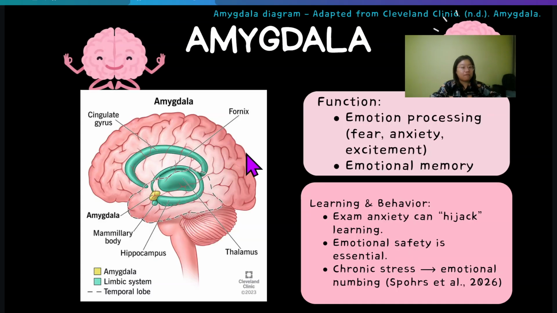Okay, next is the amygdala. The amygdala is also deep inside our brain, right next to the hippocampus, and it's shaped like an almond. Sometimes we confuse the hippocampus and amygdala, but remember: hippocampus is seahorse shape and amygdala is almond shape. So the amygdala is like our brain's alarm system. It handles emotions, especially fear, anxiety, excitement. It also helps us remember things that make us feel strongly, whether good or bad.